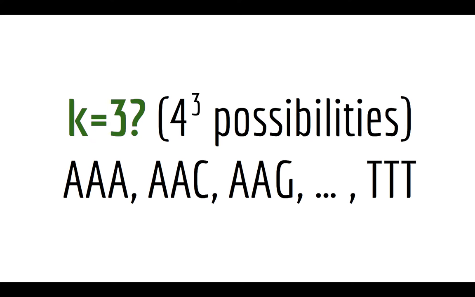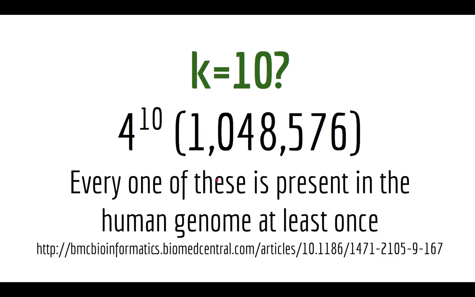Okay, so just thinking through this a bit more, if k equals 3, there's 4 to the 3rd possibilities. So there's AAA, there's AAC, AAG, all the way to TTT. So 4 to the 3rd is 64, right? So if k equals 3, your index has 64 entries, but I think it's intuitive that that's probably not a large enough k, because most sequences you're going to get will have one of many of each of these k-mers in it. Especially if it's a 150 nucleotide sequence, there are going to be roughly 50 3-mers in that, and there are probably going to be lots of hits with a k of this length.